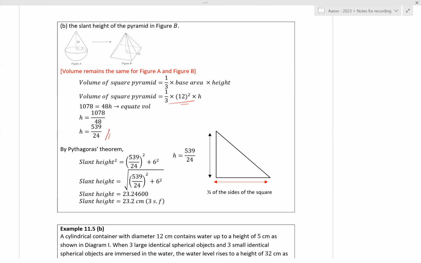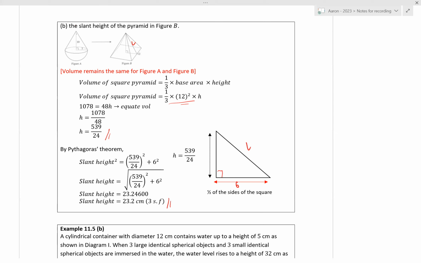Now if you look at the right angle triangle of the pyramid, you have the base of the triangle, which is half of the side of the square. Because your side is 12, half of it is 6. Your height is what you previously found earlier. Then the slant height, which is this portion here, I put L. This is the hypotenuse of your right angle triangle, so you can put a right angle here to let yourself know. Use your Pythagoras theorem, calculate your slant height. Key in your calculator, you should get an answer of 23.2.